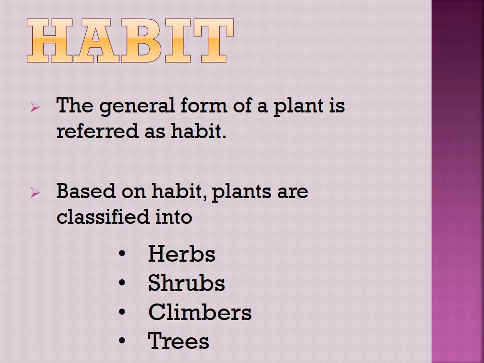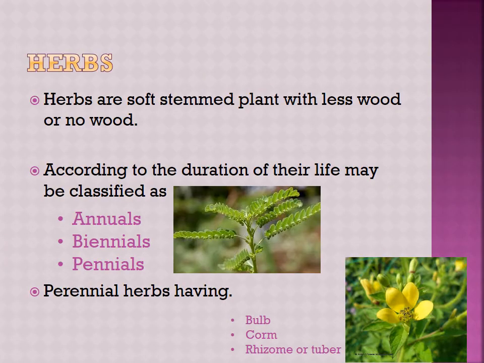According to general form, plants are classified into four types. One is herbs, another is shrubs, then climbers, then trees. The general form of a plant is referred to as its habit. Based on habit, plants are classified like this. Shrubs are soft-stemmed plants with less wood or no wood. For example, Phyllanthus amarus.